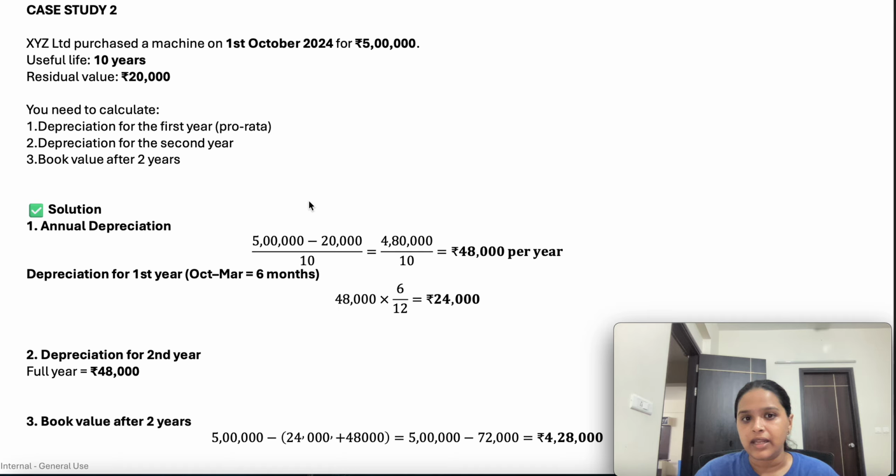But for the first year, since they have purchased the asset in the middle, they have to charge for 6 months, because they purchased in October. So how many months? From 1st October till March, 6 months. So for half of the year they have to charge the depreciation, so only 24,000. For the second year it will be for the entire year, so it will be 48,000. And they are asking for the book value after 2 years. It means 5 lakhs minus 24,000 first year depreciation minus 48,000 for the second year. So the rest will be the book value.